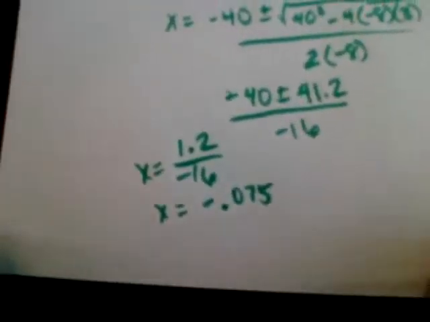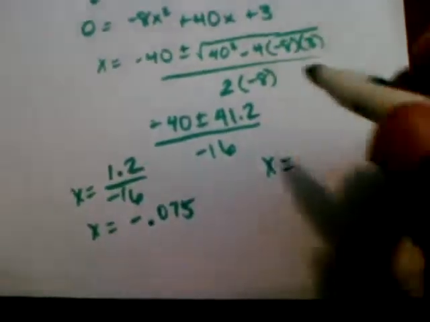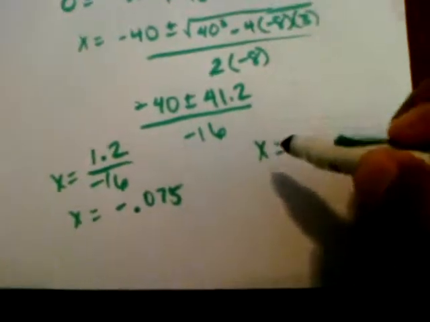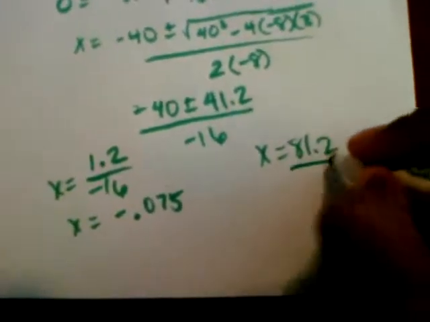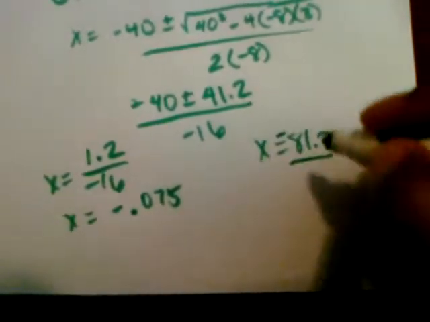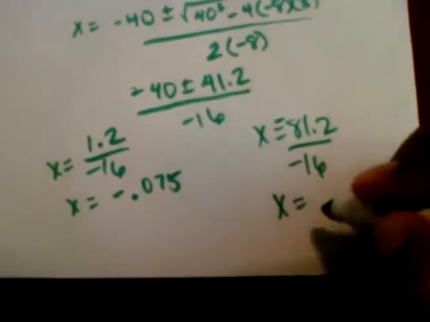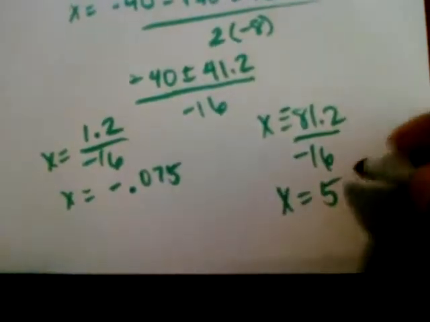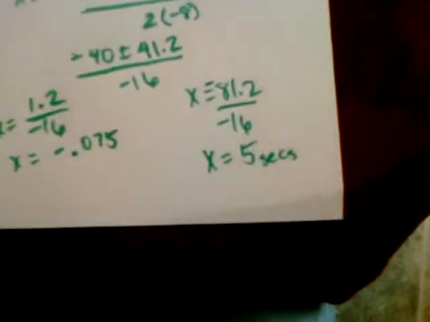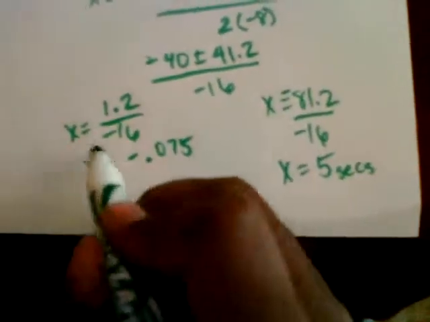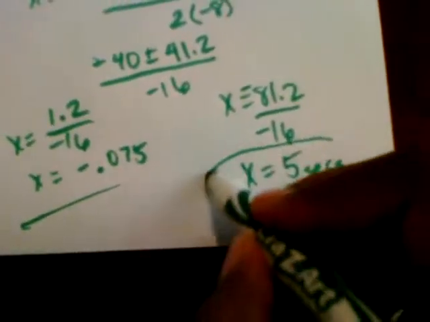And so let's take a look at the other root. And so I'm going to have negative 40 minus 41.2. That's going to be negative 81.2. Divide that by negative 16. In this case, x would equal roughly 5 seconds. This is the one we want. It's positive. You can take a positive amount of time to get somewhere. You cannot take a negative amount of time to get somewhere. So the ball is going to take 5 seconds to hit the ground.